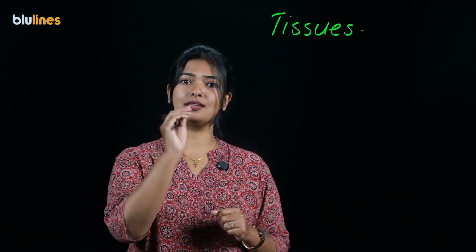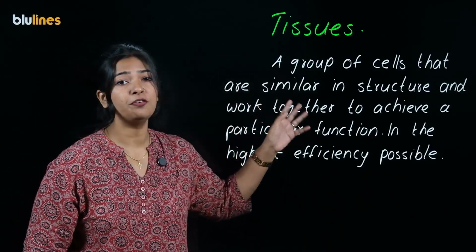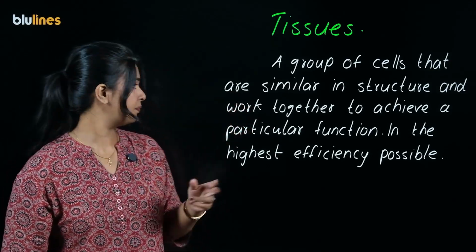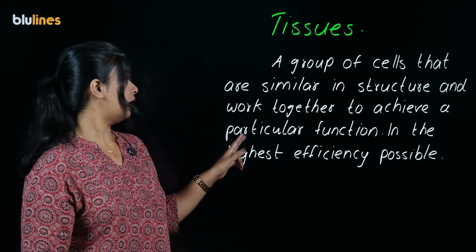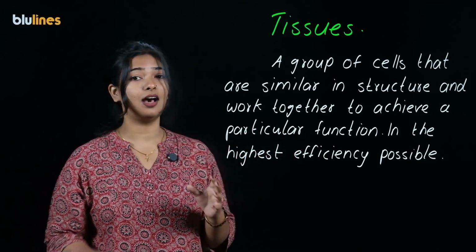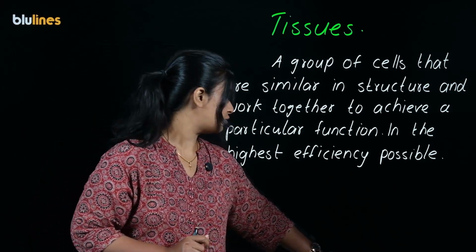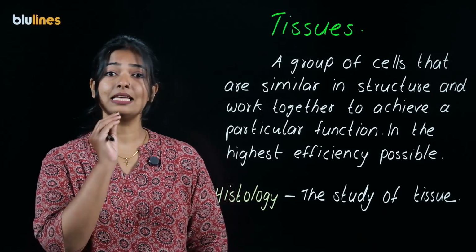So, these cells group together to perform a certain function, and that is tissue. So, what is a tissue? Tissues are a group of cells that are similar in structure and work together to achieve a particular function with the highest efficiency possible. The study of tissues is known as histology.